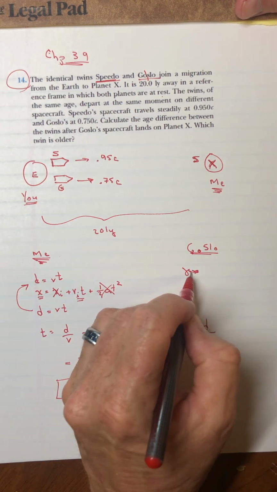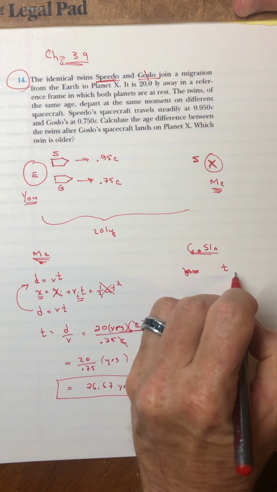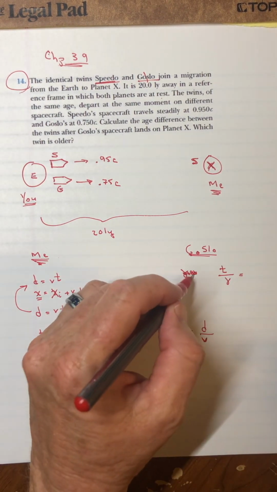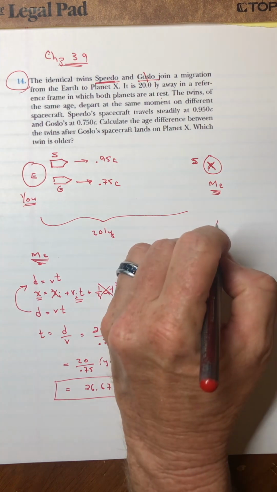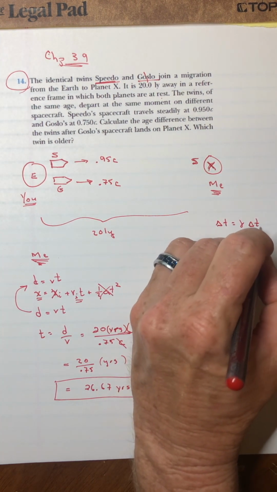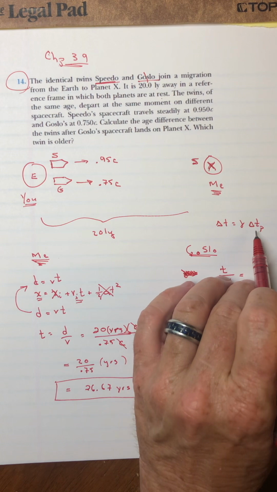Oops, I probably shouldn't put gamma here. I should probably put time dilated by gamma. There we go. And so how much time really occurred here? Maybe I could write it as you saw it in class: delta t equals gamma delta t proper. Now, this is where we've got to be careful.